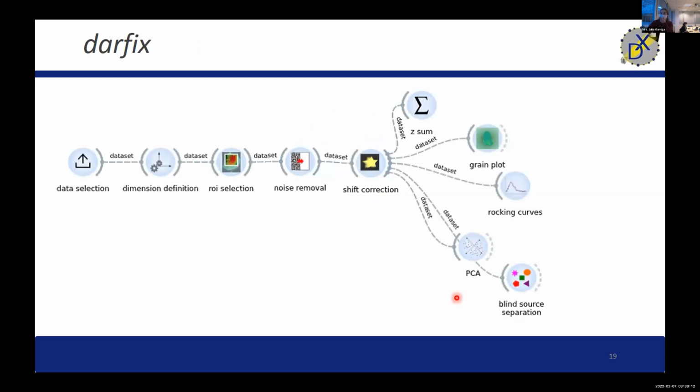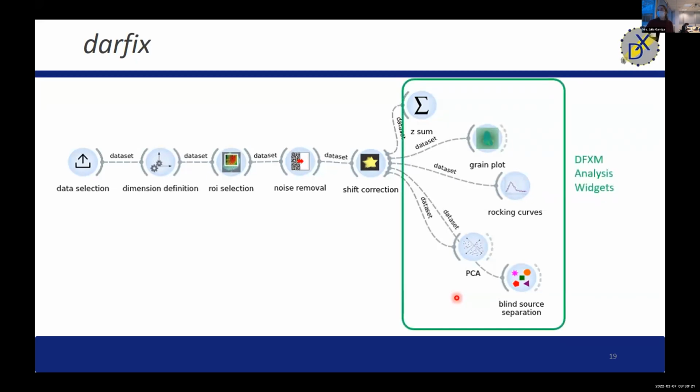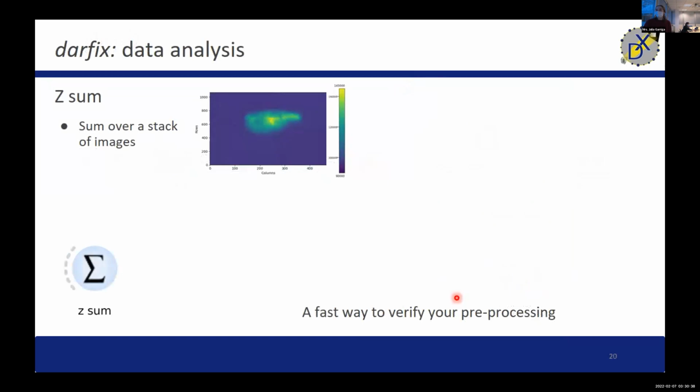Okay, so after having shown you how the preprocessing works, I will show you the different dark field microscopy data analysis widgets. First, I will start with the ZZoom, which we saw a bit on the previous slide. Then we'll continue with the point plot, the rocking curves, and the blind source separation techniques. The ZZoom is basically a sum over the whole stack of your images. This widget is very useful as a fast way to verify that your preprocessing is correctly done.